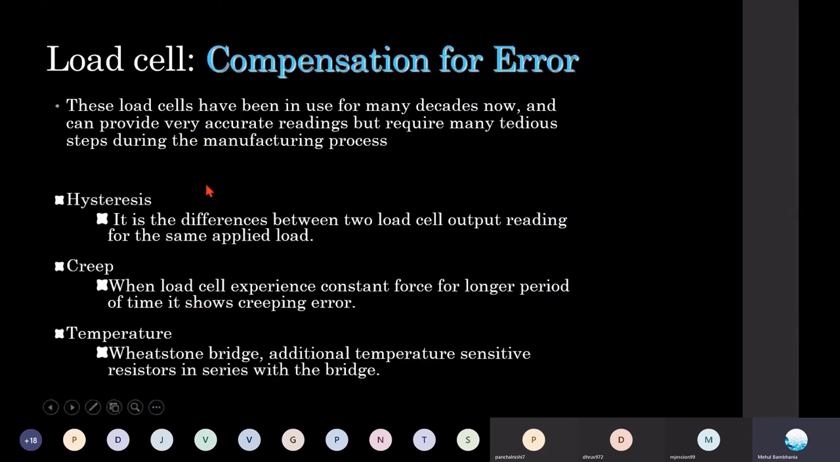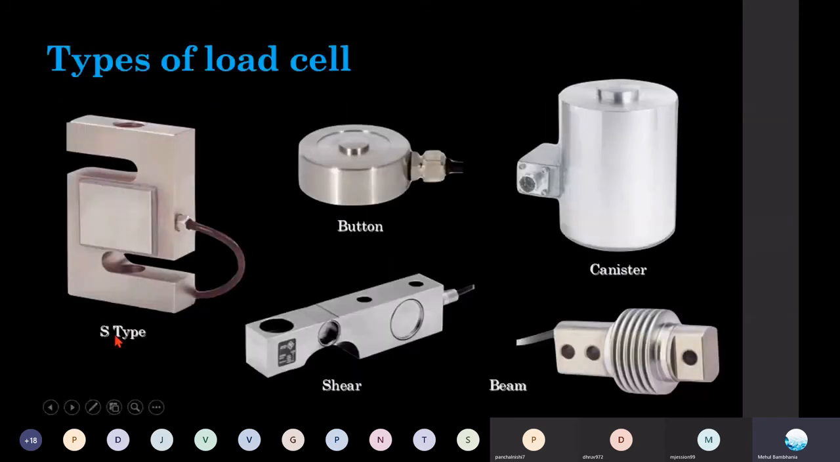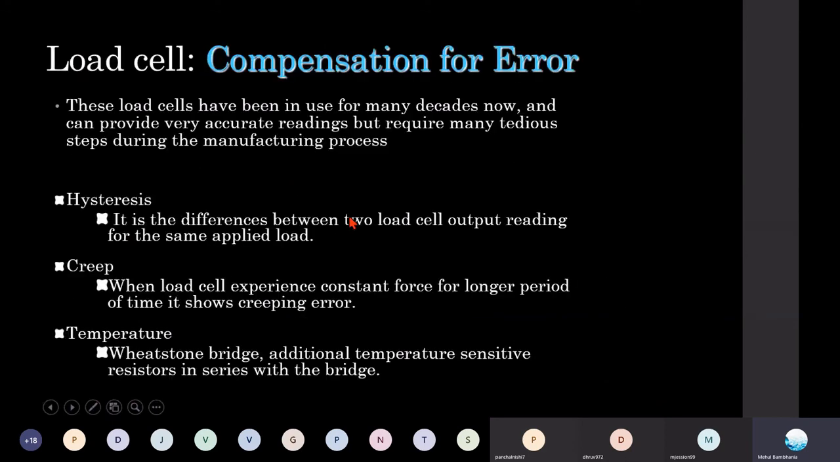Now sometimes this type of error is observed in this load cell. One is called a hysteresis error. What actually is hysteresis error? It is generally the difference between two load cell output readings when you are applying similar loads. See, if we have two different types, let's say an S type and a button type load cell, even though you are applying a similar amount of load, if they indicate different readings of load, then definitely that error is referred to as a hysteresis error.